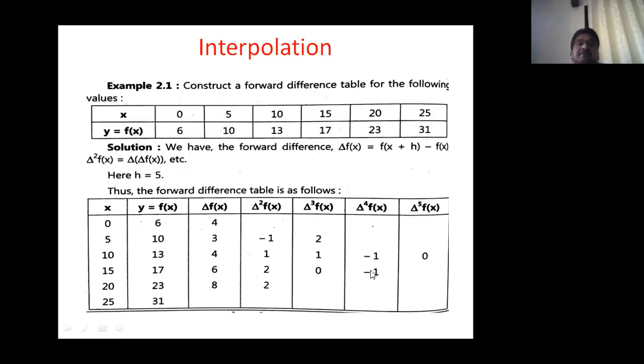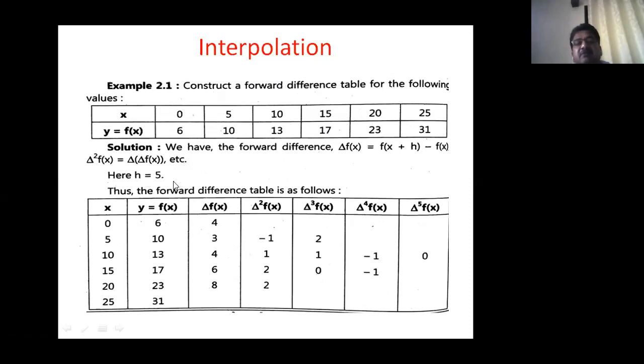Both are same, their subtraction is 0. So this is the forward difference table. If the question is to construct a backward difference table instead of this forward one, if there is the word backward and the same table is given, we have to construct the backward difference table.